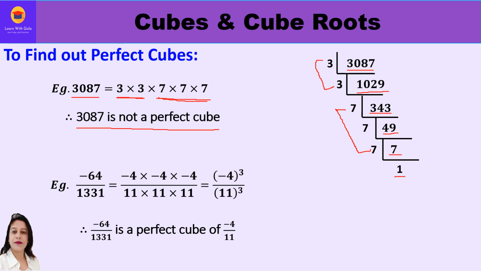Let us take one more example of a rational number. We have minus 64 divided by 1331, right? Now let us take out the factors of 64. We got minus 4 into minus 4 into minus 4, and factors of 1331 are 11 into 11 into 11. Now both can be written as minus 4 cube upon 11 cube. Basically we can form the triplets. So we can say minus 64 by 1331 is a perfect cube of minus 4 by 11. Since we are able to form the triplets of the factors, therefore this number is a perfect cube, right?